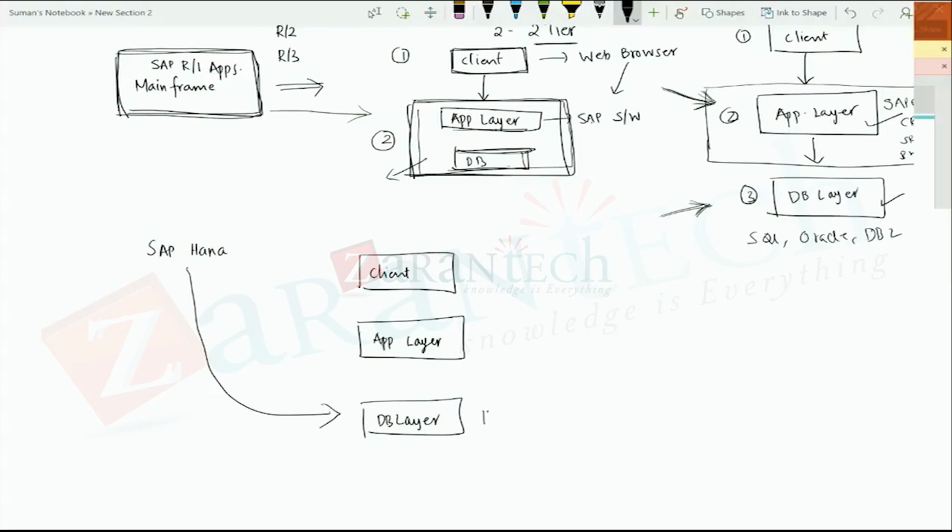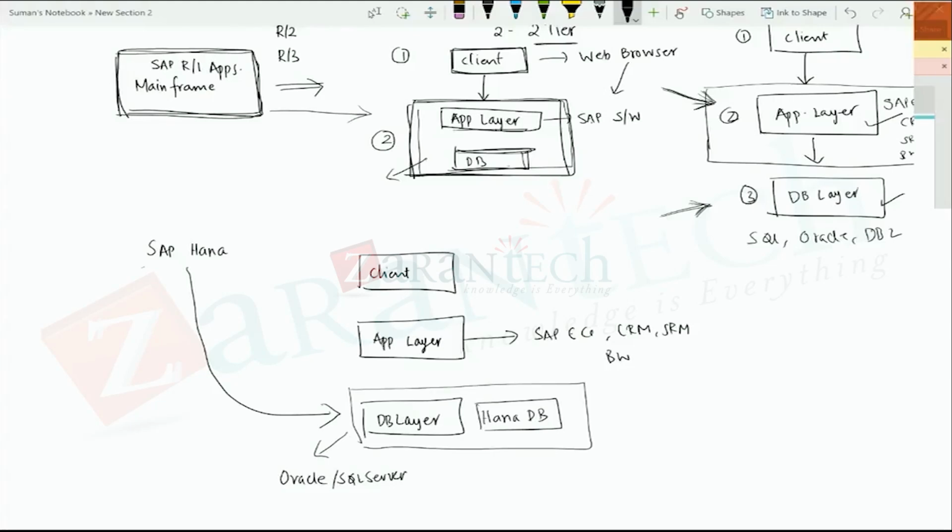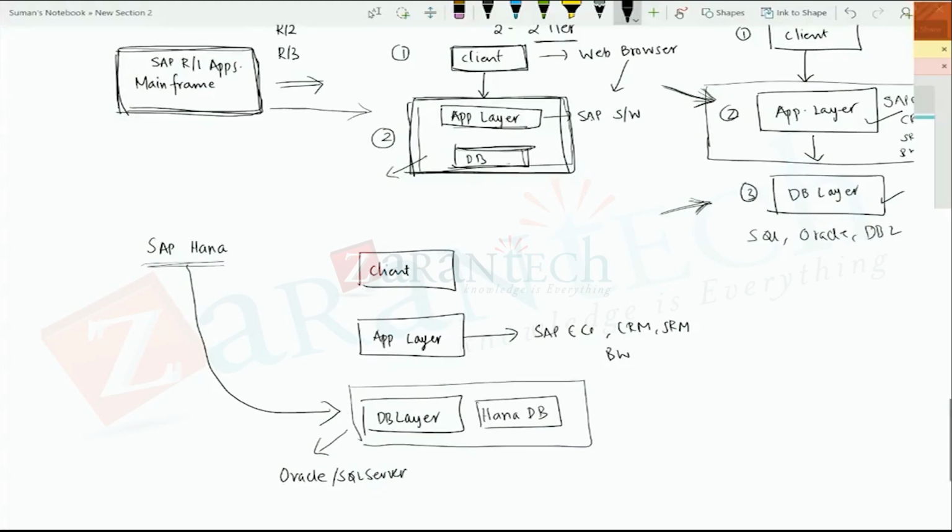They were trying to bring your HANA database into this layer and trying to replace other products like Oracle or SQL Server. It makes logical sense, right? Because the application layer is always my SAP product, which could be SAP ECC, CRM, SRM, so on and so forth, BW, whatnot. They were saying that we were relying on a third-party tool to give us this database functionality. So when SAP HANA came into the market, they started focusing on this database layer, and that's where the HANA database came in.